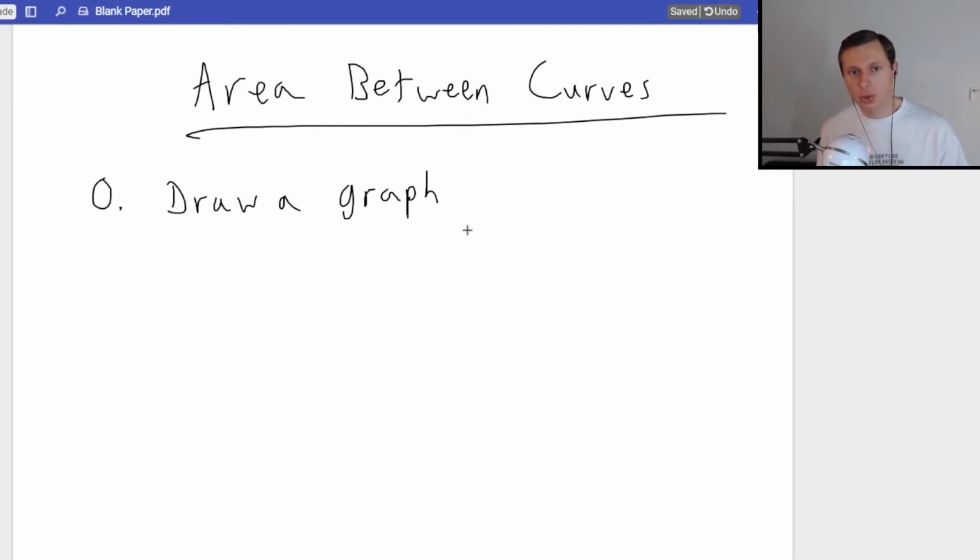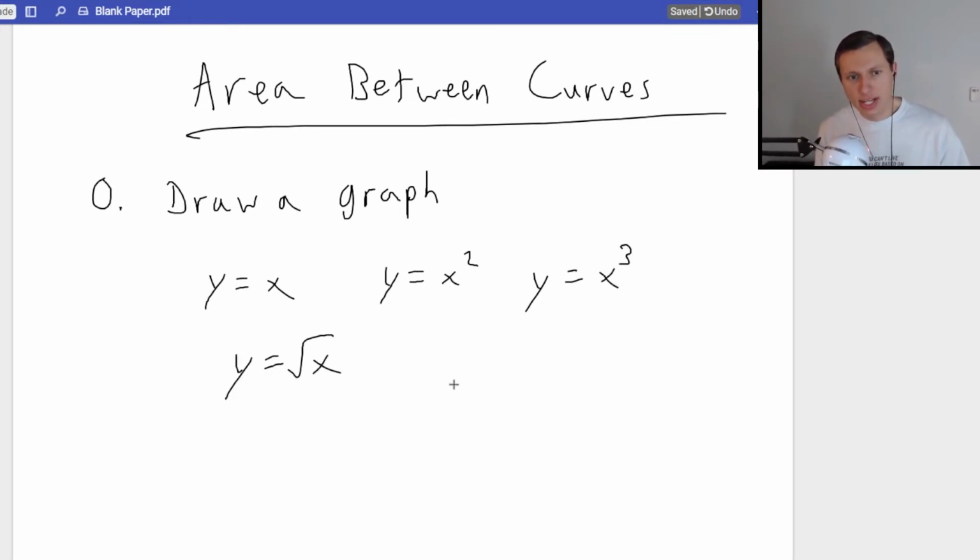If you're not good at drawing graphs, I don't know what to tell you. You need to know just a couple of them. You need to know what x squared looks like. You need to know what x cubed looks like. You need to know what the square root looks like. Let me just write these down real quick. You need to know what y equals x, y equals x squared, y equals x cubed, y equals the square root of x, y equals e to the x, and y equals natural log of x.